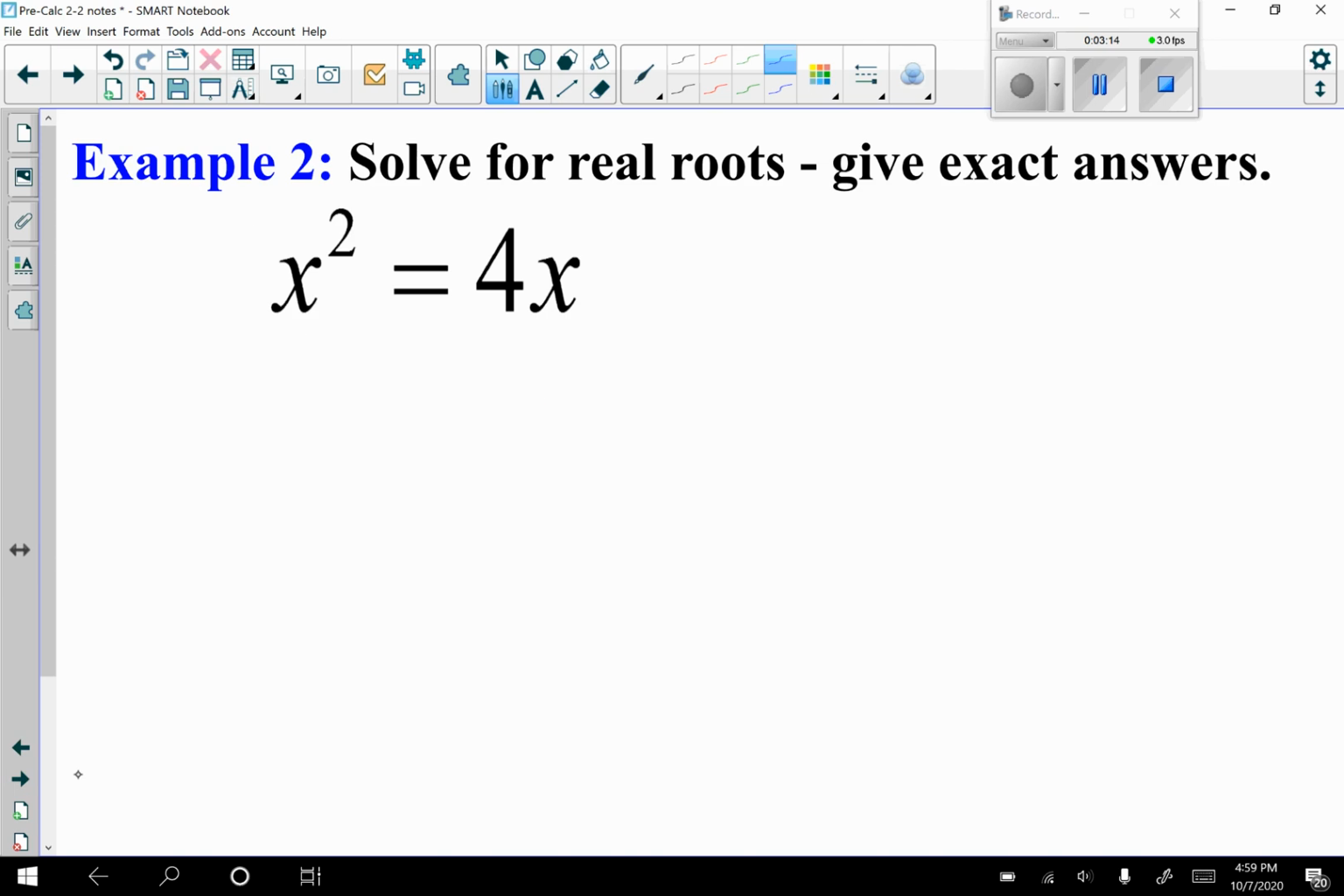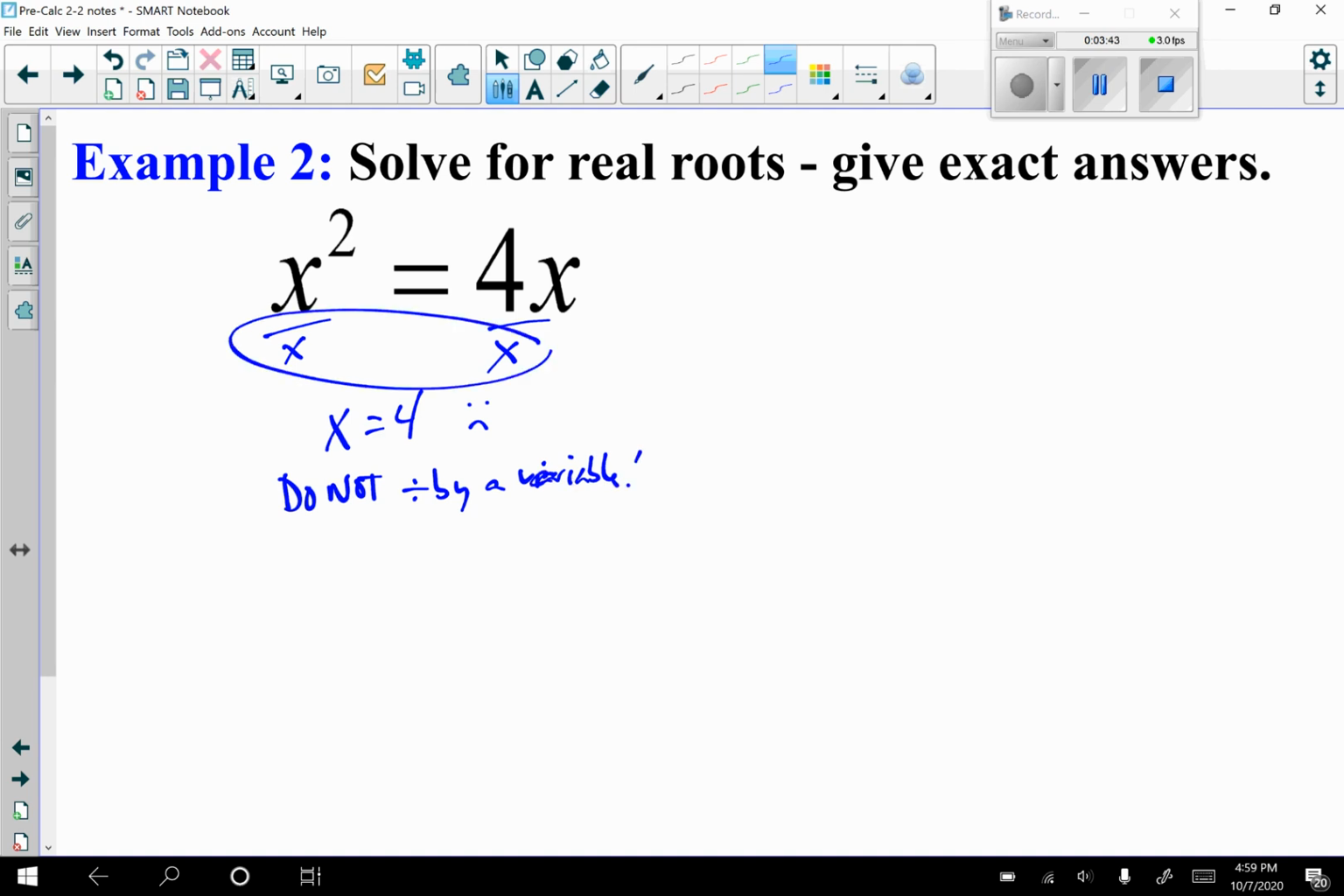Next one, x squared equals 4x. This one's more about what not to do. So x squared equals 4x. It is tempting to divide by x, divide by x. X equals 4. Oh no, we've lost something. There's another answer to this one. What we want to remember is do not divide by a variable. Okay, don't divide by that variable because we lost an answer. This is where we went wrong.